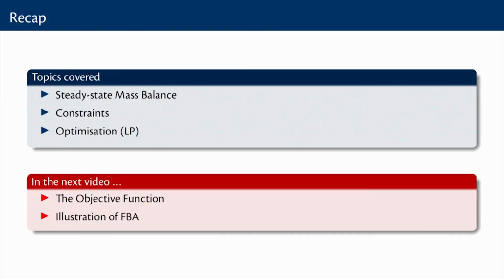So, in this video I hope you got an introduction to flux balance analysis, particularly how you set up the steady state mass balance problem and how you add constraints to it to further reduce the solution space, and finally set up an optimization problem to pick out one unique solution. In the next video we will discuss FBA in a little more detail and we will look at an objective function, how we set up the objective function for FBA, and a very simple example to illustrate the various steps involved in FBA.